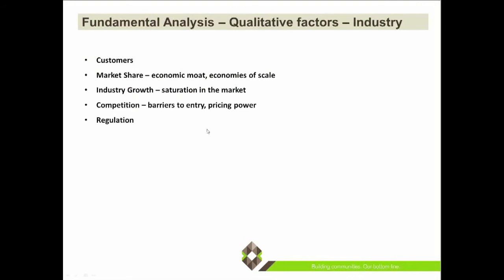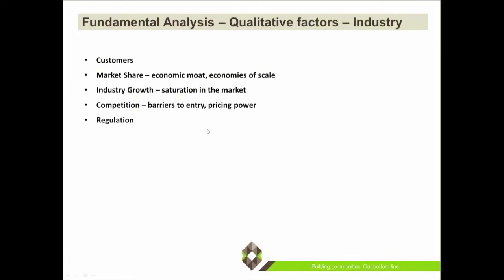Your economic moat is the reason for your business. It is why the business will be sustainable and what differentiates you from any other business or any other business model. And then we also look at economies of scale. If you are a manufacturing company, are there economies of scale that give you bigger market share than your competitor?